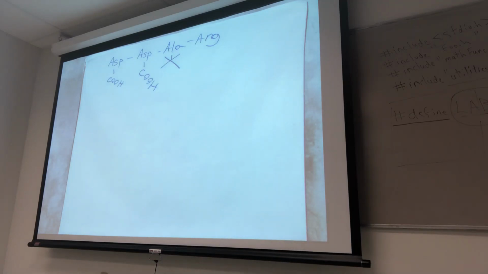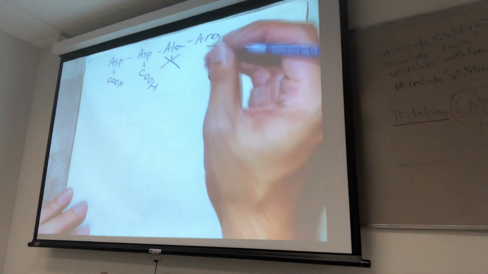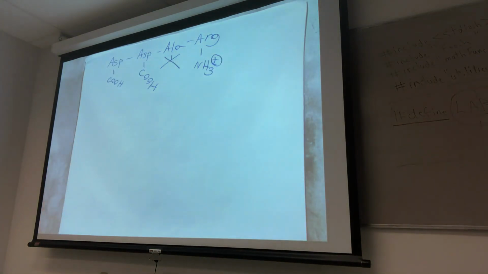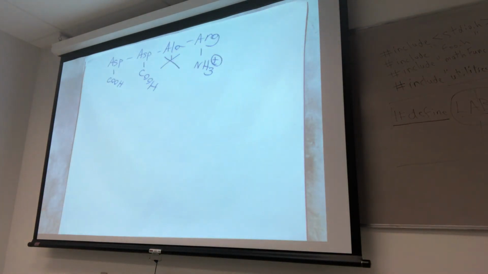Arginine is a basic amino acid. All basic amino acids in some form, whether cyclic or not, it doesn't matter, have an extra amino group in its side chain. Basic amino acids have an extra amino group in its side chain. Okay, so these are the functional groups that matter.